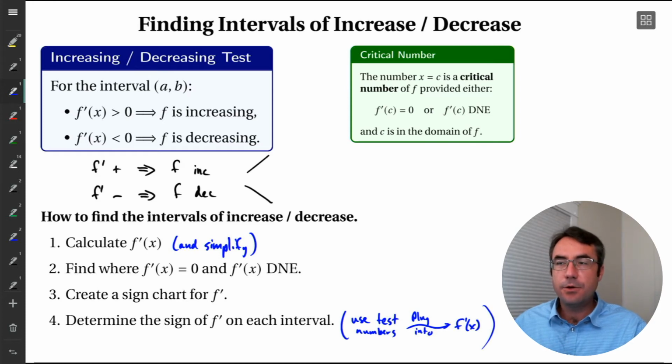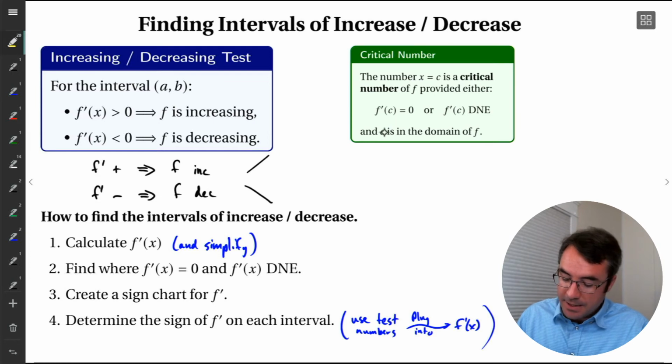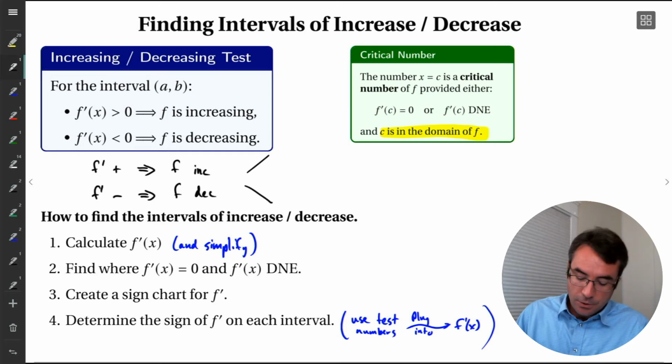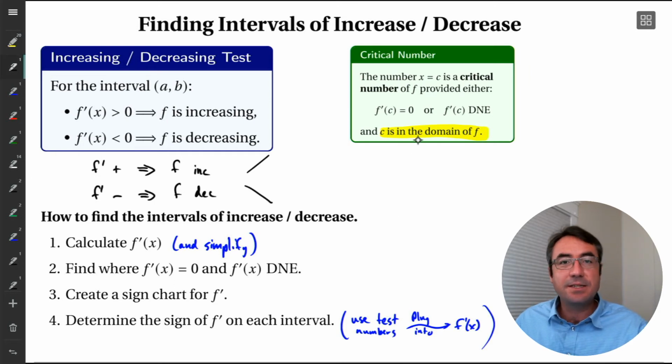Now, one little note here about the intervals of increase and decrease, and in particular, we're finding where the derivative is 0, we're finding where the derivative is undefined. Now, we've seen the definition for critical numbers, and there's one extra condition for a critical number, and that's that it needs to be in the domain of our function. For the intervals of increase and decrease, we're not entirely interested in that. We just want to know where the derivative is 0 and where the derivative is undefined. So there's a slight distinction here.